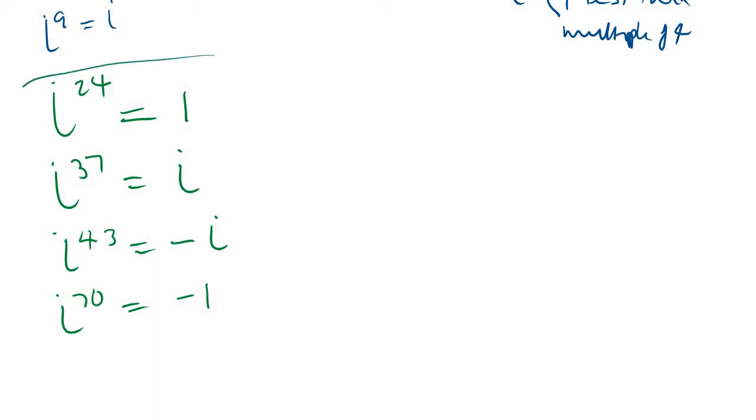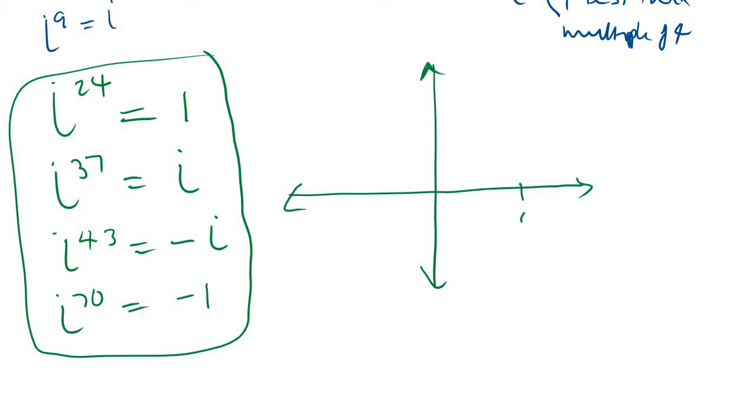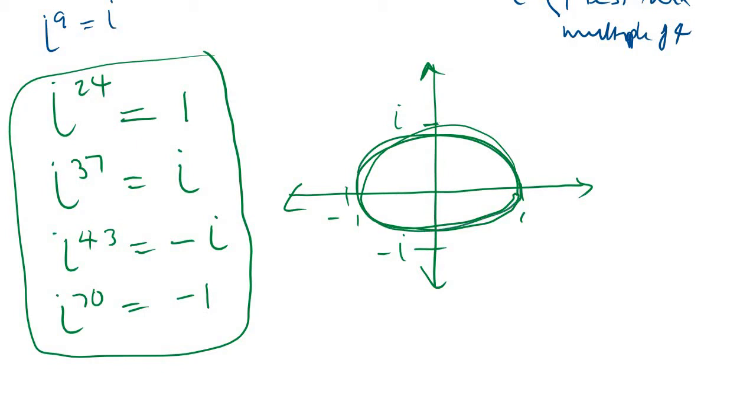Now, if you don't like these patterns, you can actually use this diagram to help you figure out any that you want. So I want to use the diagram for i to the 24, for example. So I know that this is 1, this is i, this is negative 1, and this is negative i. So I go around 1 time, that's 4, 2 times, that's 8, 3 times, that's 12, 4 times, that's 16, 20, 24. So I'm back to 1. So it's 1. That's why.